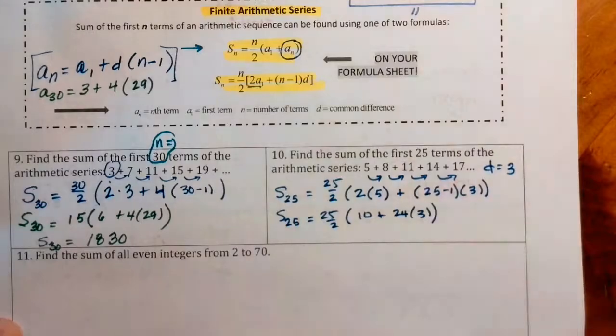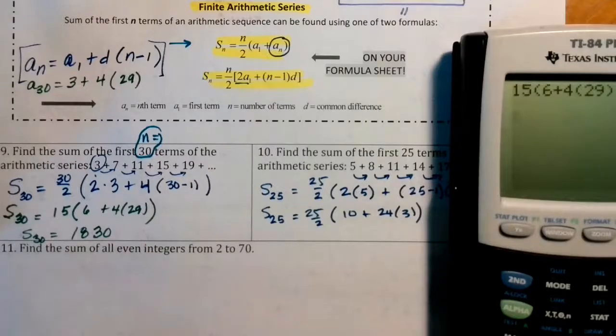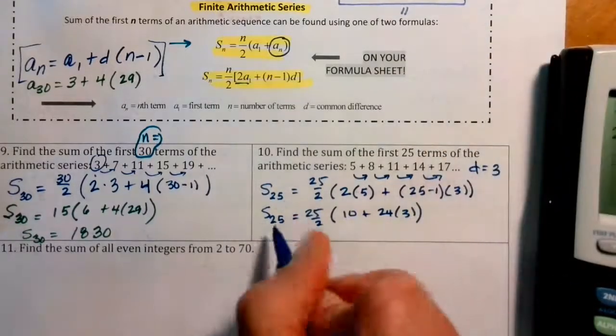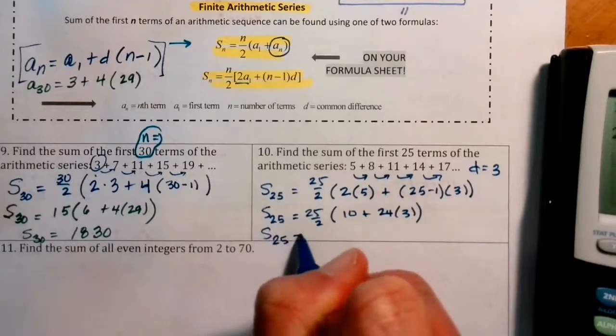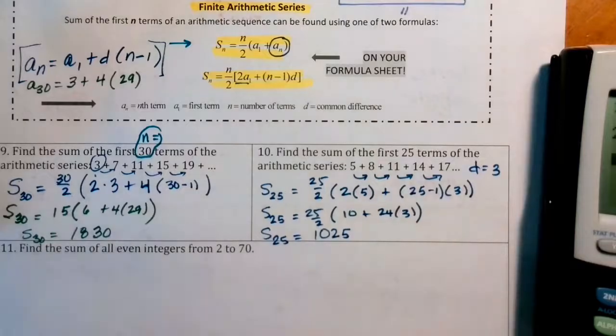And that's close enough now to when I can go ahead and jump in and use the calculator. So I can say that 25 divided by 2 times 10 plus 24 times 3. Make sure I have all my parentheses closed. And I have the sum of the first 25 terms of that sequence is 1,025.